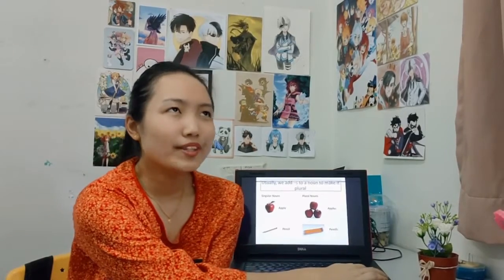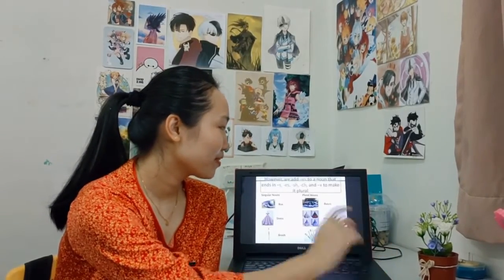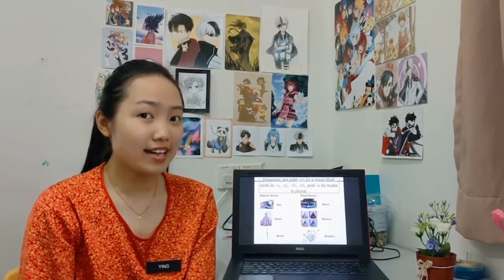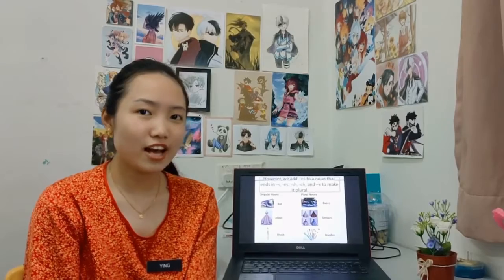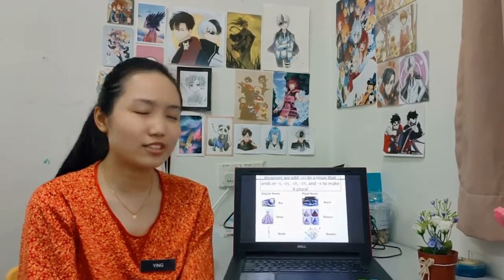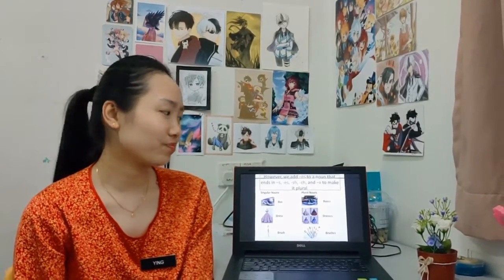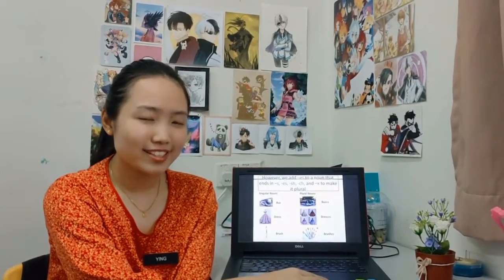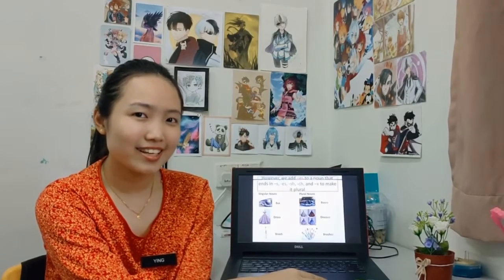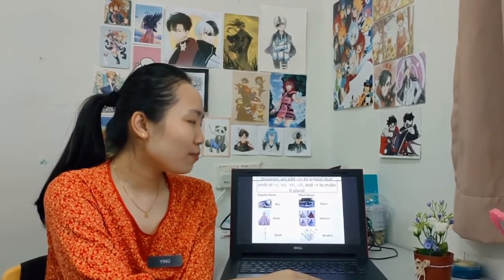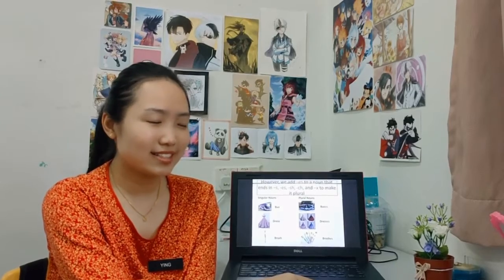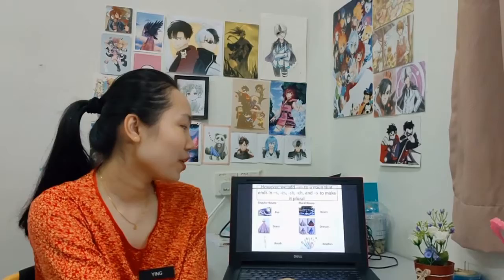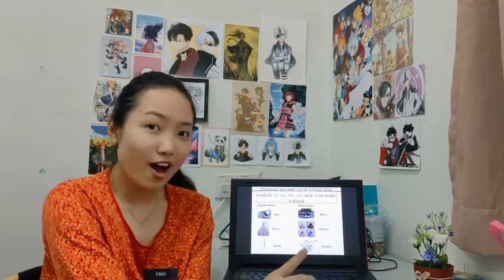Okay. Next, we add es to a noun that ends in s, ss, sh, ch, and also x to make it a plural noun. For the singular noun, we have bus. Can you read with me? Bus. Yes, good. What about the plural noun? We add es at the end of bus, so buses. Buses.